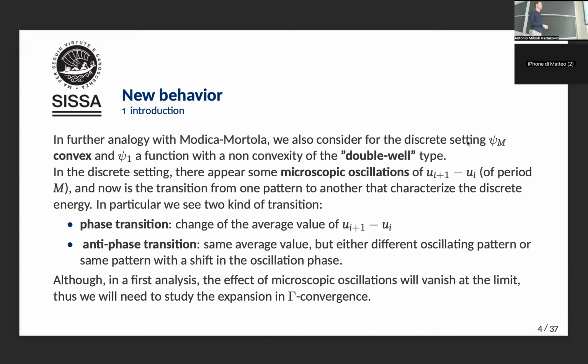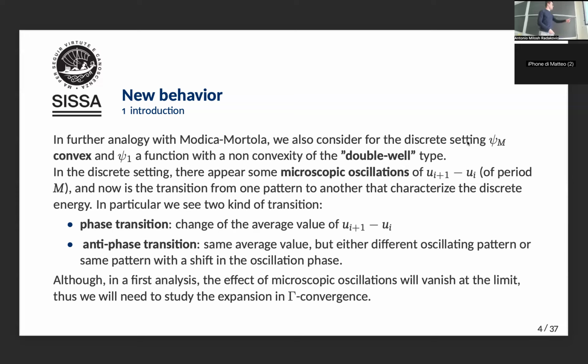So we will have 2 kinds of transition. One is called the phase transition, which is something like this, in which the slope we are approximating is changing. But there is also another kind of transition in which we have only one slope, and at some point the oscillation is changing. And in particular, one can think of it as a change of the phase in the periodic pattern. So something like this. At some point, we repeat the oscillation, but with a different period.